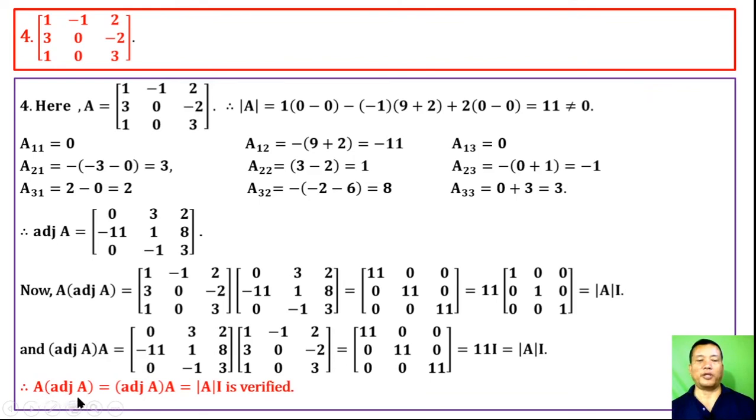Therefore A into adjoint A equals adjoint A into A equals determinant of A into I. Verified.